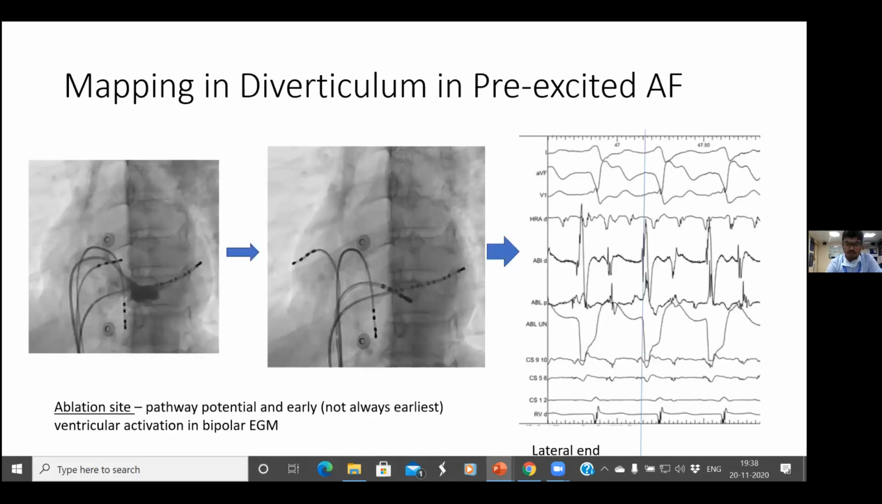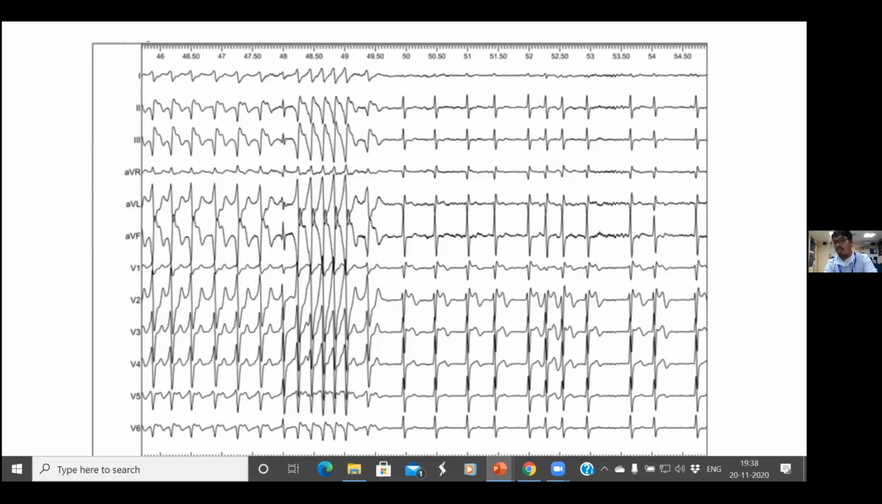As we monitored the patient, the patient was hemodynamically stable. So we decided to proceed in atrial fibrillation. We did the mapping in atrial fibrillation. And here we can see there was a sharp pathway potential, and we did the ablation here, which led to immediate loss of pre-excitation.